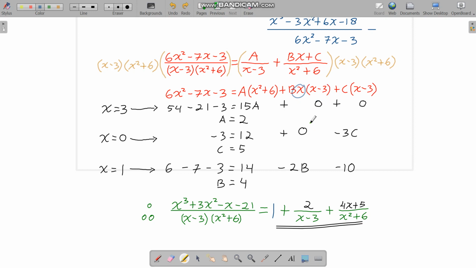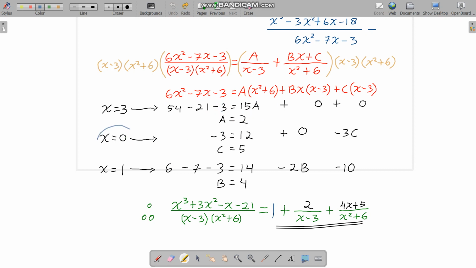Now if you want to plug in 0 first, this term goes to 0, but this is not 0 and this is not 0, so you don't want to plug in 0 first. You want to plug in 3 first, because this will be 0, this will be 0, we get the a right away. So we plug in 3 first: 3 times 6, 54. Plug in 3, 9 plus 6, 15, and the other terms are 0, so we have 54 minus 24, 30. 30 equals 15a, a equals 2.